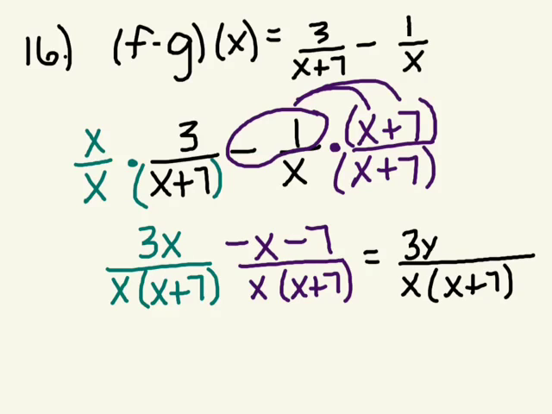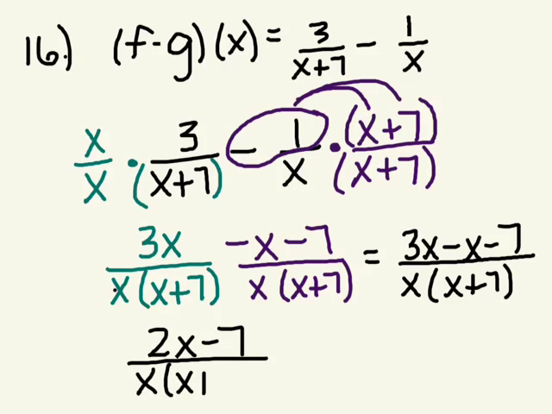So we have 3x minus x minus 7. We have our common denominator. We don't multiply our denominators together here. We make the common denominator, so we only have to write it once. And then we can combine like terms on the top of our fraction. 3x minus x is 2x. And that's your final answer.